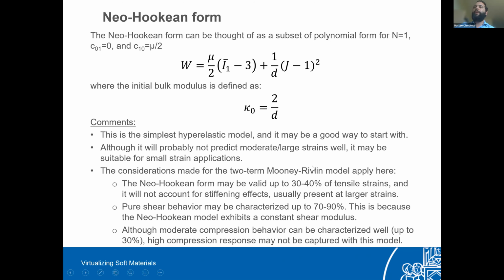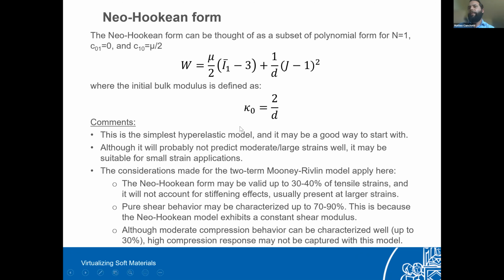The Neo-Hookean form is probably one of the simplest forms for describing the strain energy potential function, and it is also a good way to start. Since the complexity is quite low, if you don't want to start with something too complex, this is a good way to start.